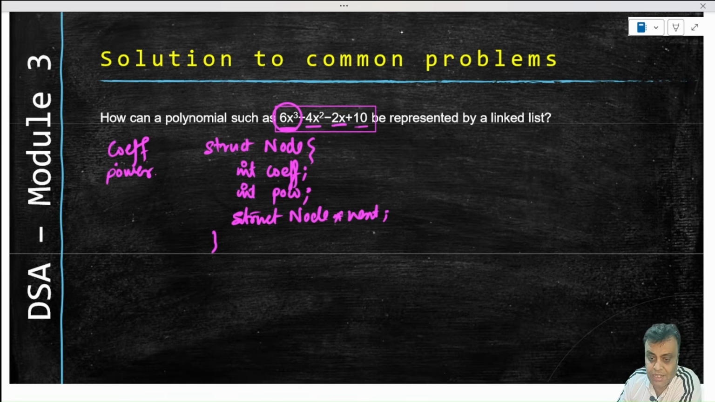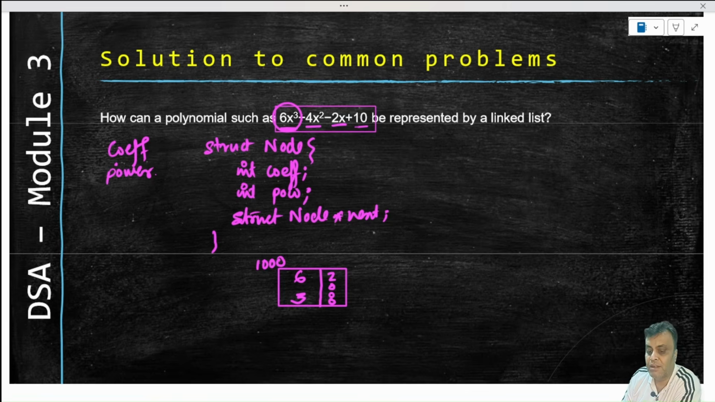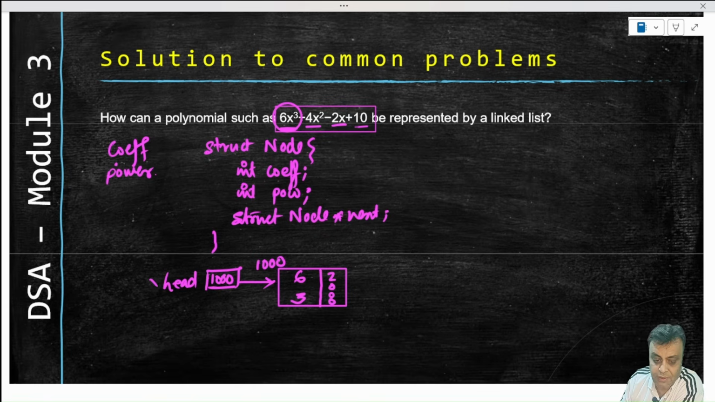Now if I start creating a node out of this, the first element will look like what? I will have 6 as my coefficient, I will have 3 as my power, and I will have the next element's address as my next element, and my current element address will be 2000, and I will have my head which is pointing to my 1000. So head is pointing here, and this is a pointer, and therefore I can now create the next element. What is my next element? My next element is 4x square.